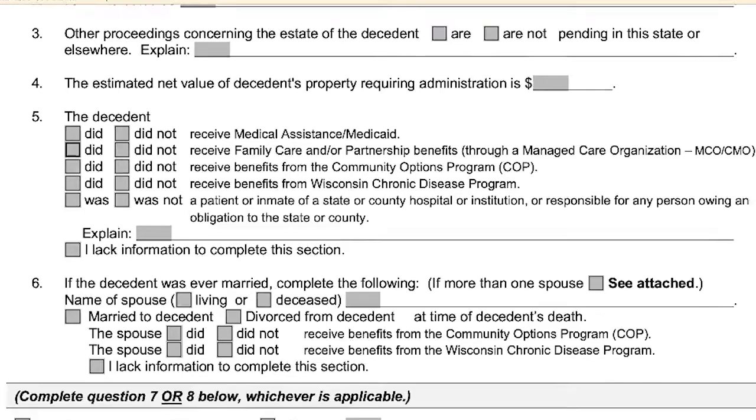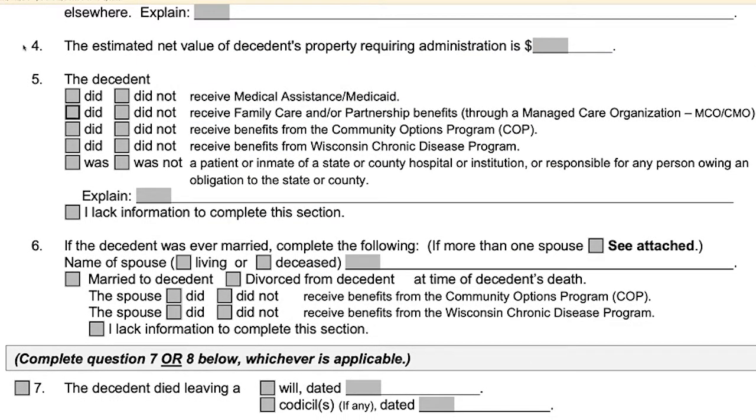In paragraph 3, the court wants to know if there are other proceedings concerning the decedent's estate. If they exist, if they're pending in the state of Wisconsin or elsewhere. It gives you a pretty short line to explain. So what you probably want to do is, if there's more than one small thing to include there, you should go ahead and put it on a separate sheet of paper and then just put see attached and attach the sheet of paper to the application when you file it. If there's nothing, just don't put anything.